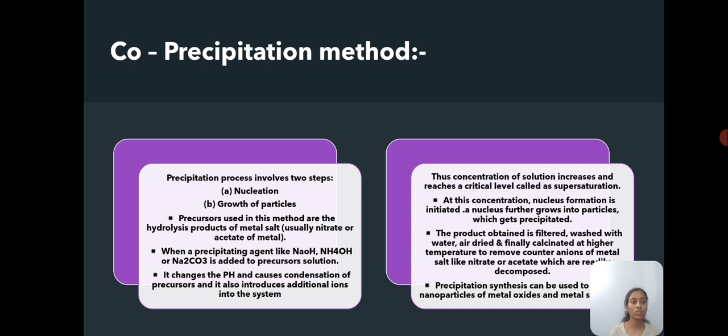Thus, the concentration of the solution increases and reaches a critical level called supersaturation. At this concentration, nucleus formation is initiated. A nucleus further grows into particles which get precipitated. The product obtained is filtered, washed with water, air dried, and finally calcinated at higher temperature to remove anions of metal salts like nitrate or acetate, which are readily decomposed.